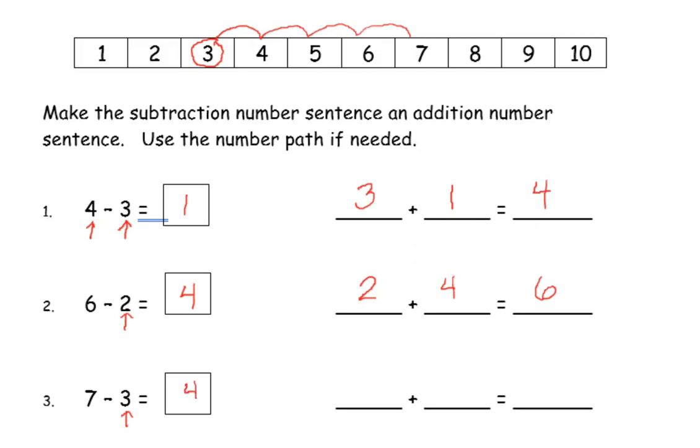To show the related addition problem, I would just record what I did on the number path. I started at 3, I hopped forward 4 spaces, and I landed on the 7. So again, one way to learn our subtraction facts is to relate it to our addition facts, showing how far apart numbers are on a number path.